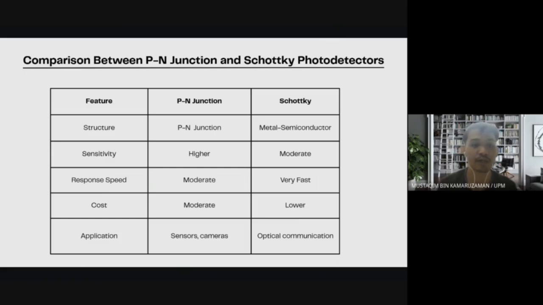The next one is the sensitivity. For the PN junction it is higher, while for the Schottky it is moderate. For the response speed, the PN junction is moderate, while the Schottky is very fast. When we talk about the cost, the PN junction is moderate, while the Schottky is lower. Finally, what is the application of the PN junction? It is something like sensors and cameras, while the application of the Schottky is something like optical communication.